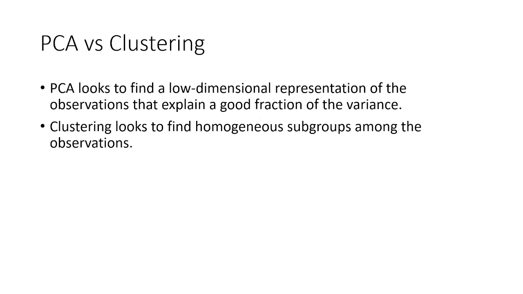Okay, so now we are wondering what is the difference between PCA and the clustering techniques that we are going to cover later. PCA looks to find a low dimensional representation of the observations that explains a good fraction of the variance, while clustering looks to find homogeneous subgroups among the observations. So PCA basically reduces the dimensions of the data so long as it still maintains the variability, but clustering is looking for the subgroups in the data that are more similar to each other.